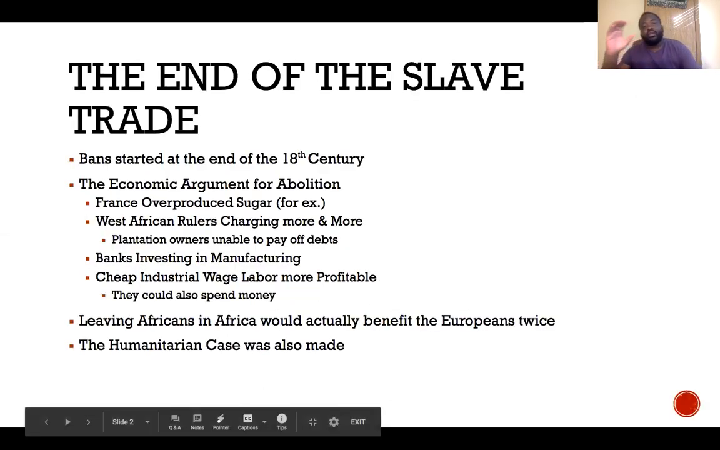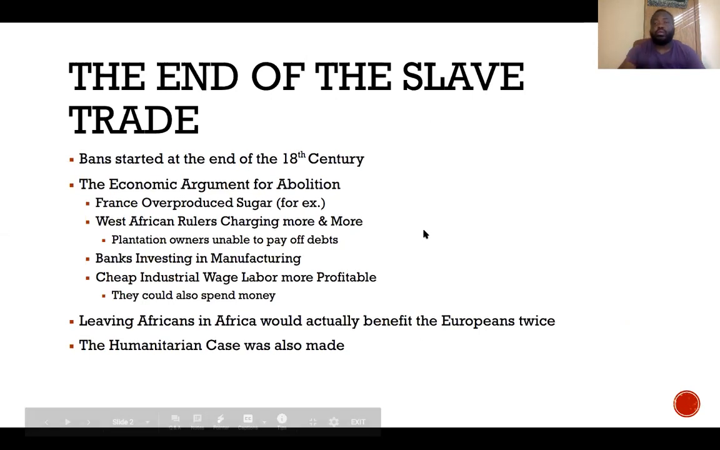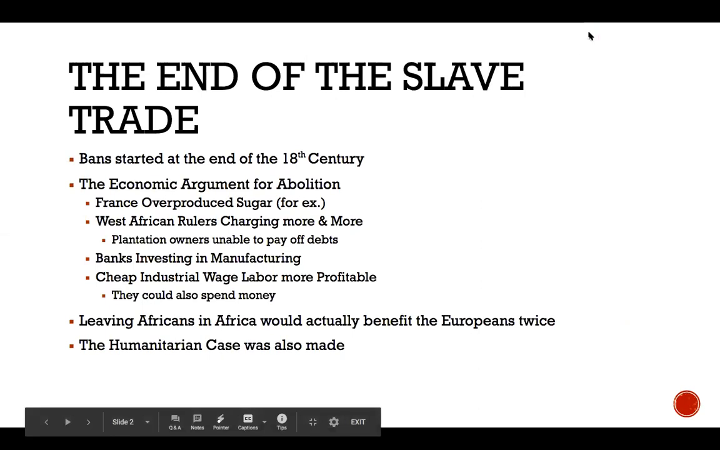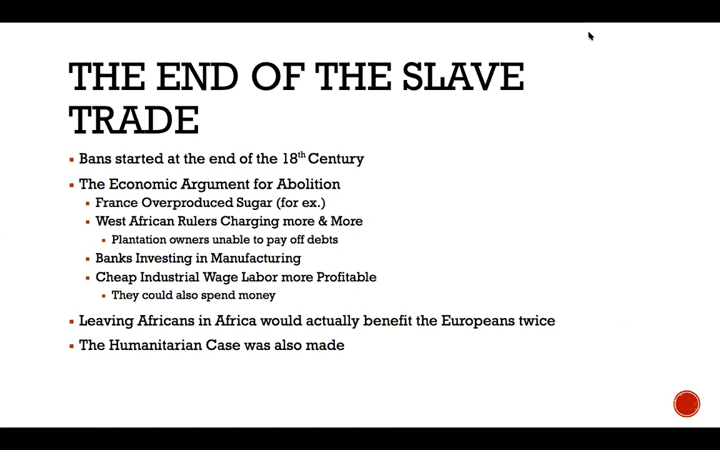So the bans to the slave trade begin towards the end of the 18th century. Beginning in 1780 onwards, there were calls for abolition, and these things are getting louder and louder. And it's important here that we're talking about the end of the slave trade, not the institution of slavery itself, which would last for close to another century after that.